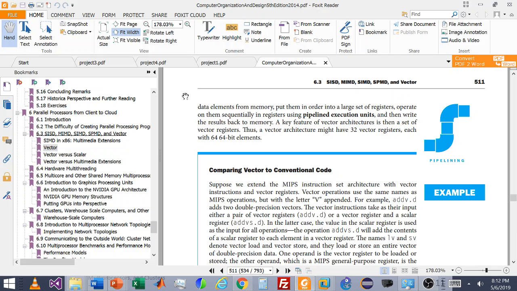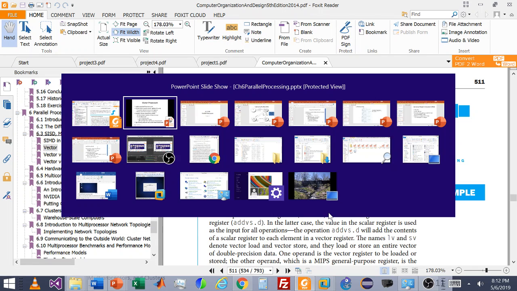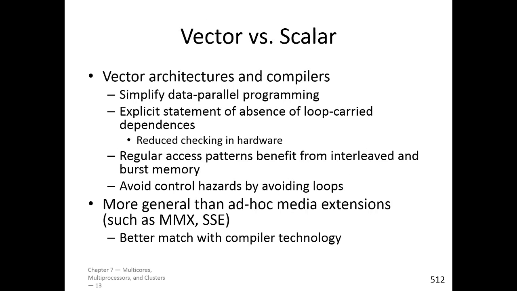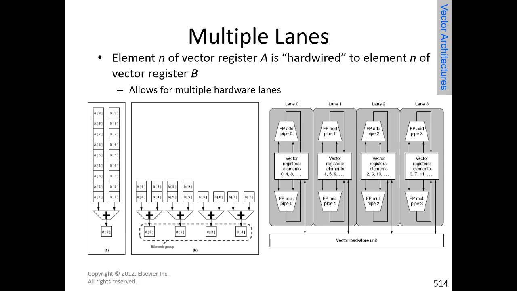The idea in vector parallelism is to collect data elements from memory, put them in order into a large set of registers, and operate on them sequentially in registers using pipelined execution units. What does that look like? It looks like this. Traditionally, what we've been focusing on is a single stream, and let's say this is the addition of A and B, which gives us the result C.